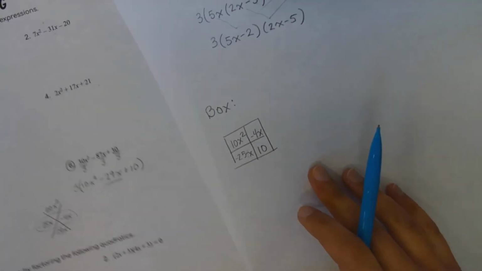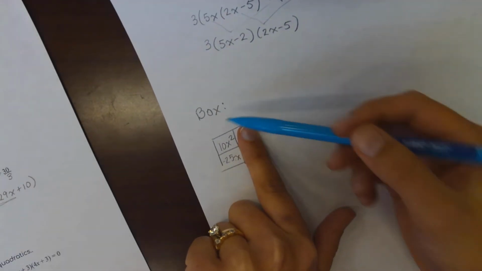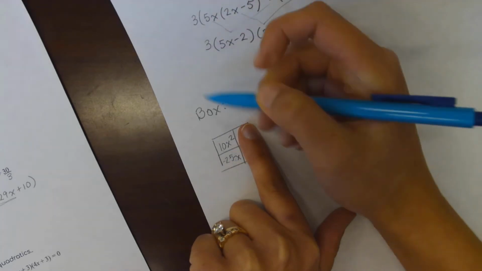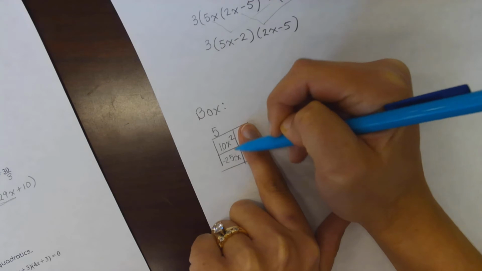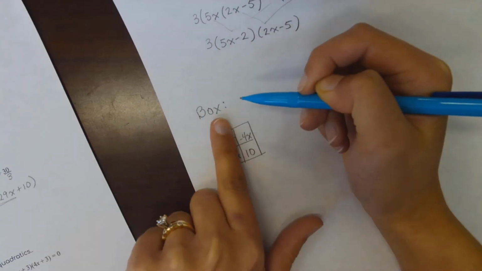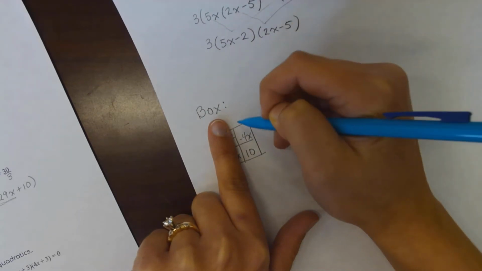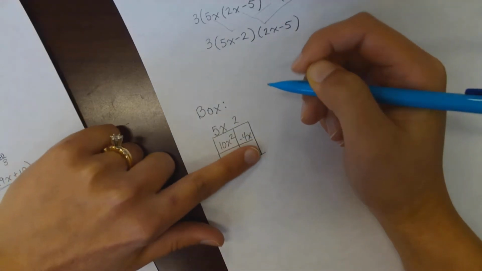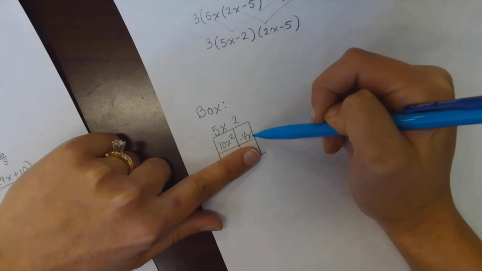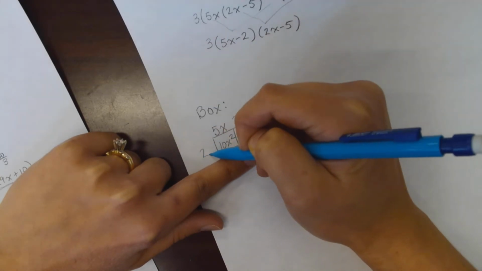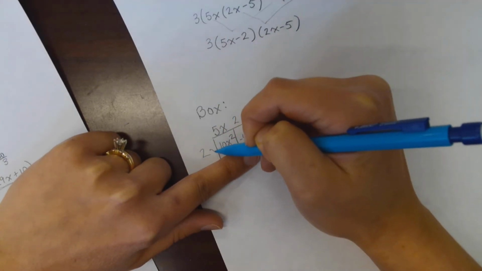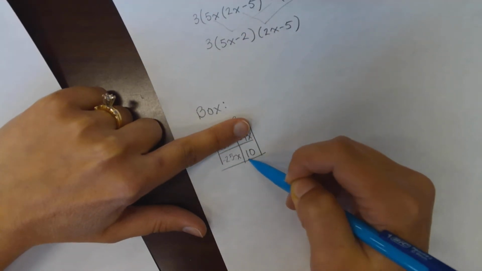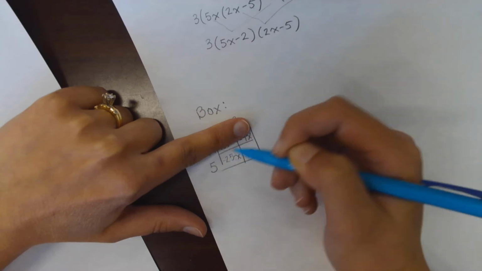So now for the box method, we look at the first column to figure out the GCF. Something that can divide into both of these would be 5, and they both have x. And the next column, the GCF would be 2. 2 can go into 4, and 2 can go into 10. Here I have 10 and 4, so 2 would be my GCF again, and they both have an x. And then down here, between 25 and 10 would be 5.